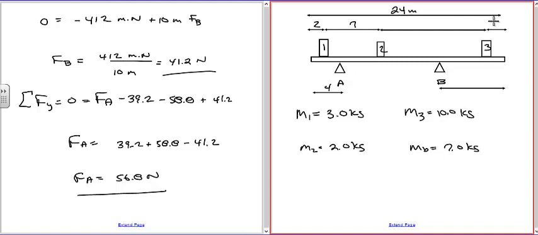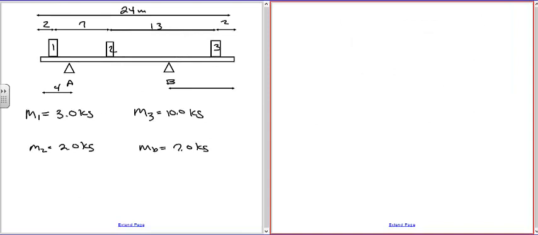Let's make this one 3. So that's going to be, well, actually let's make that 2. And so that's 7 plus 4 is 11, so that's 13. Okay, so I think that gives everything we need.